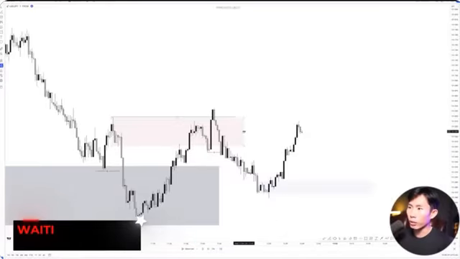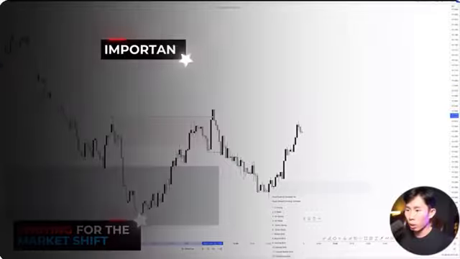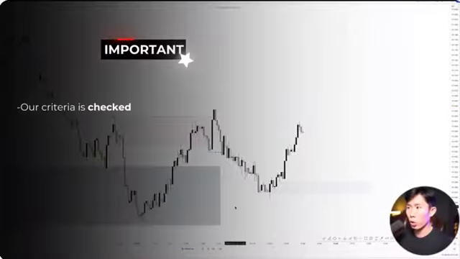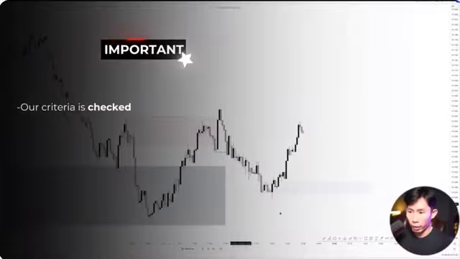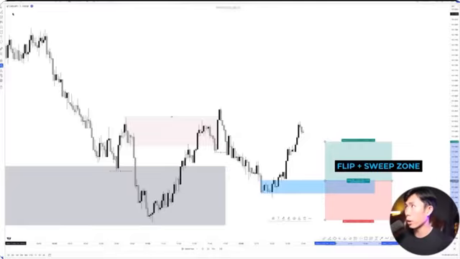And now we are just waiting for the market shift. But in this case, the market shift has already happened, where price went up there and closed above this last high right here. So now looking at this, we pretty much got all our criteria checked. So now it all comes down to just waiting for price to pull back to my flip plus sweep zone that we have right here. And then that is where I can look for my entry.